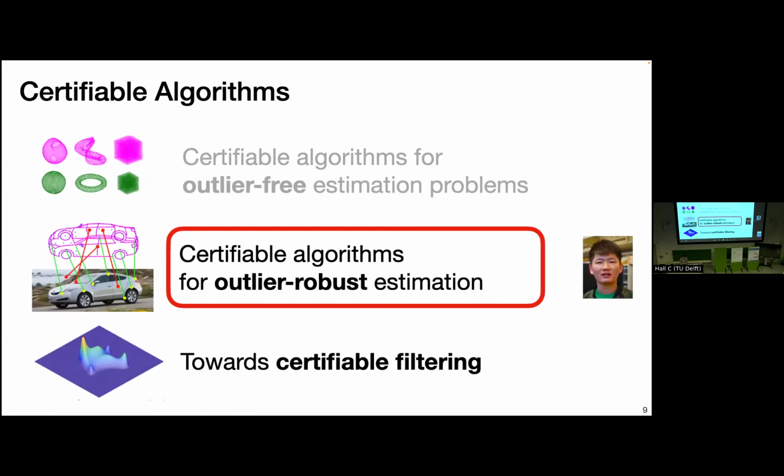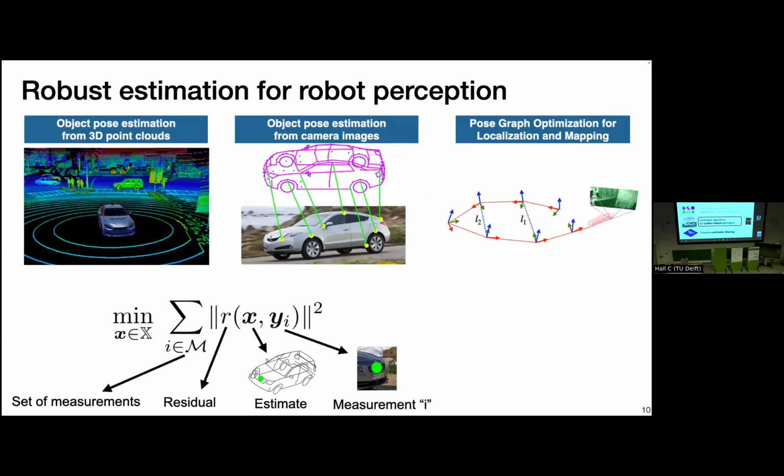So afterwards, after looking at outlier-free problems, my group started looking into problems with outliers. By the way, this is work I'm going to present, but 90% of this work was done by Hank for his PhD. The context here is that, as I mentioned, in perception we have a perception front end and a perception back end. The truth is that the perception front end, which is producing the measurements we fit to the optimization, will produce a bunch of outliers, a bunch of incorrect measurements.